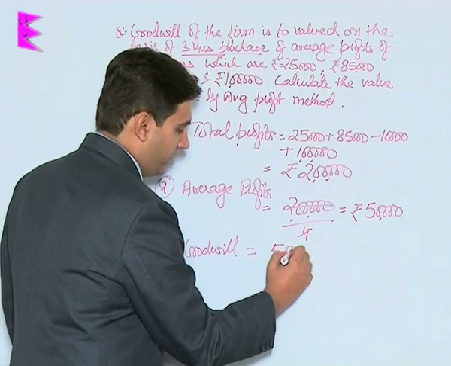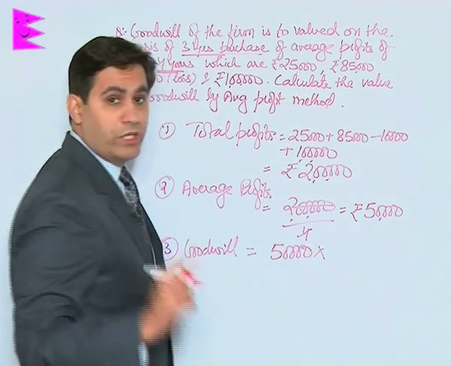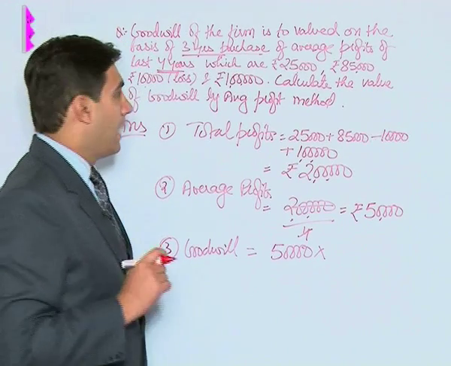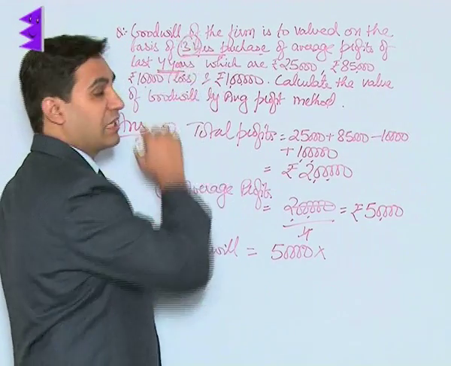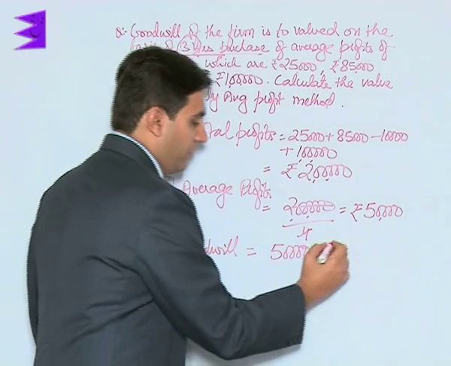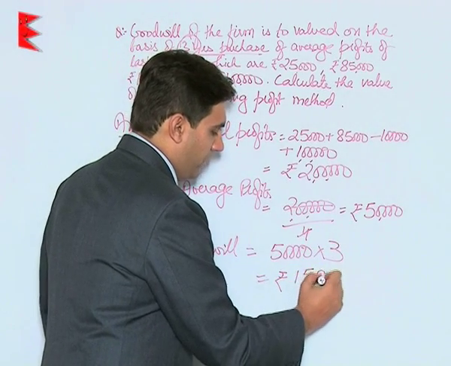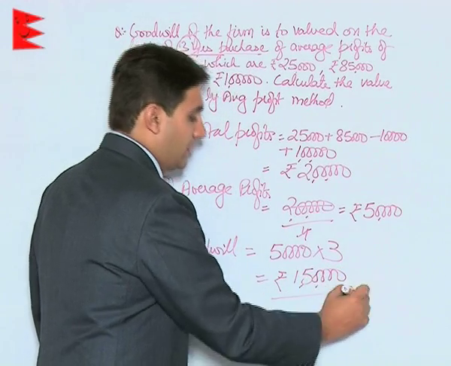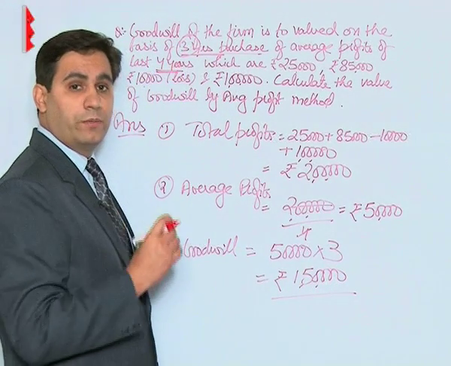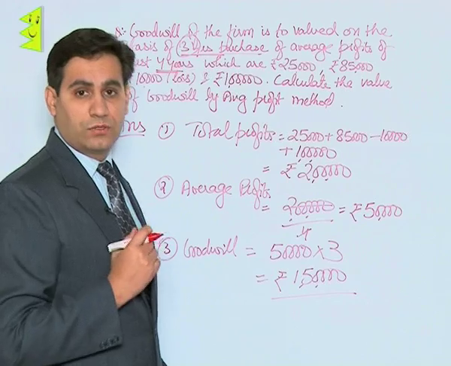So now students, goodwill would be equal to average profits, which is 50,000 into years of purchase. And in this question, the years of purchase are given to be 3. So 50,000 into 3 gives us a total goodwill of rupees 1,50,000. So that means the value of the goodwill of the firm is 1,50,000.